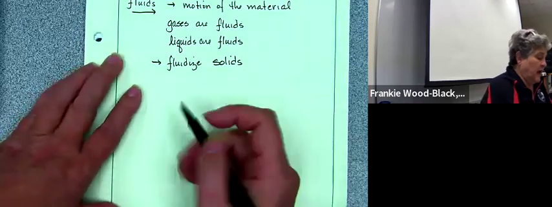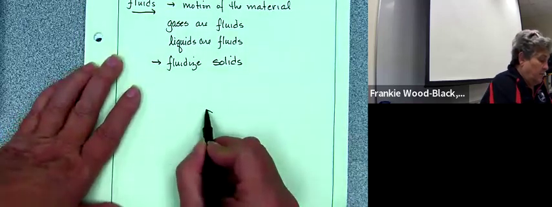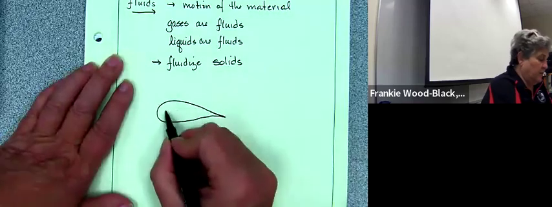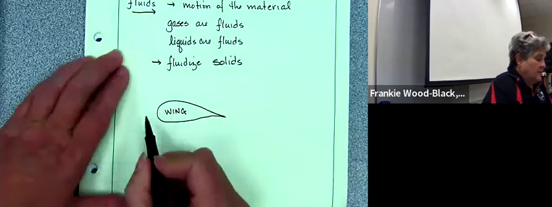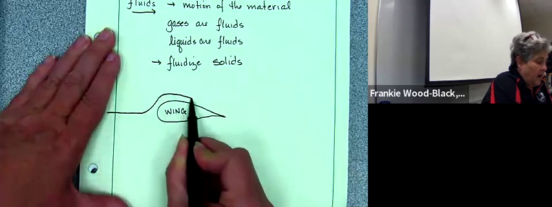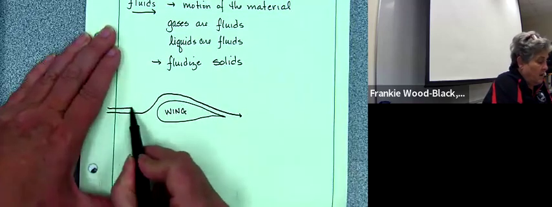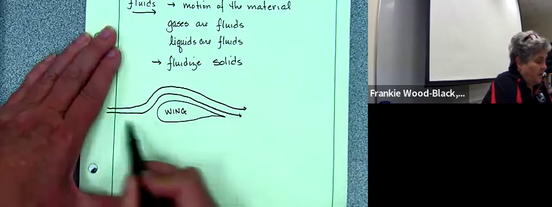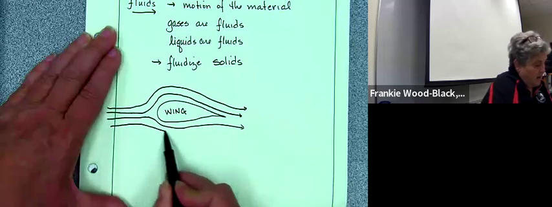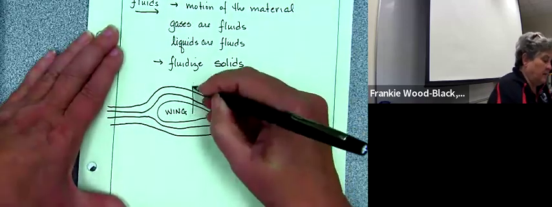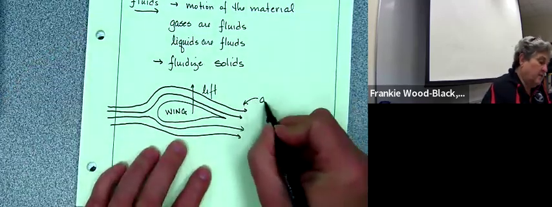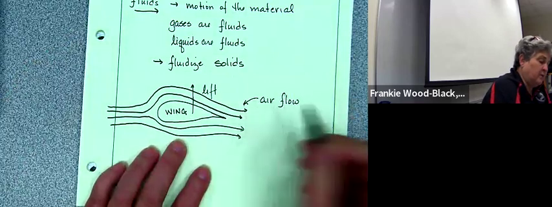Now think about gases, and we're going to talk about this a little bit later on, probably next week, but here's an airfoil. This is a wing of a plane. As my wing is flowing through the air, I'm going to get motion over my wing, and ultimately get lift. My air is going to flow over the airfoil.